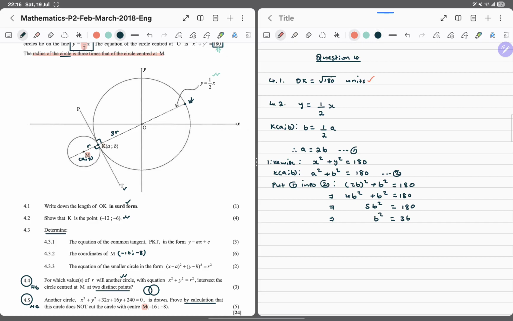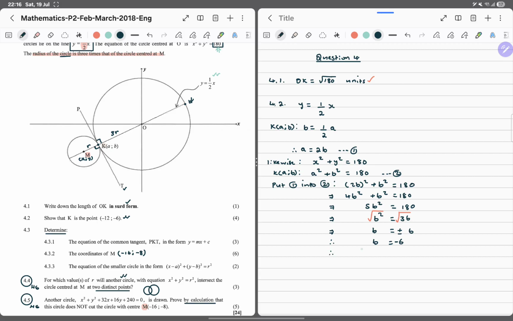Right. So taking the square root on either side, what are we going to get? So b is going to be plus or minus 6. Therefore b is 6. Right. No, minus 6. Okay. Because b is in the third quadrant, so the y value is negative.